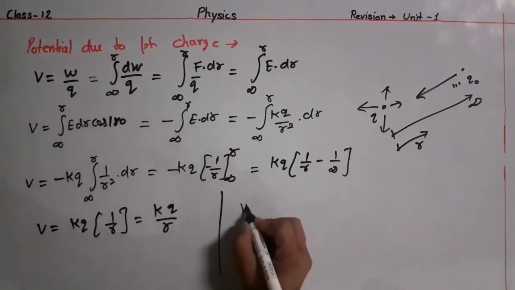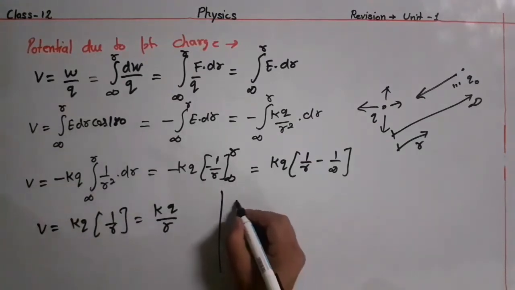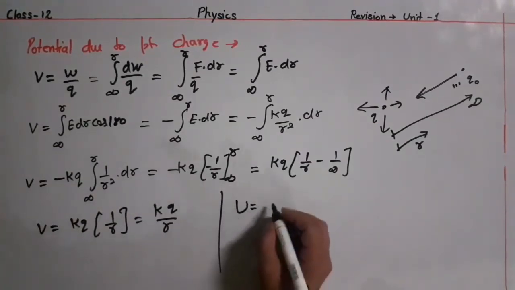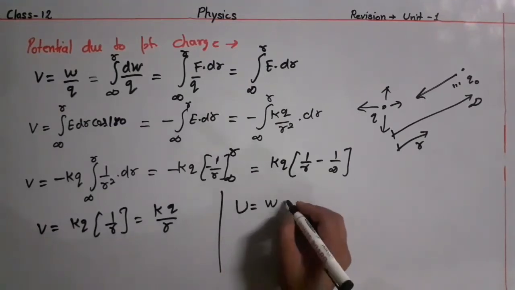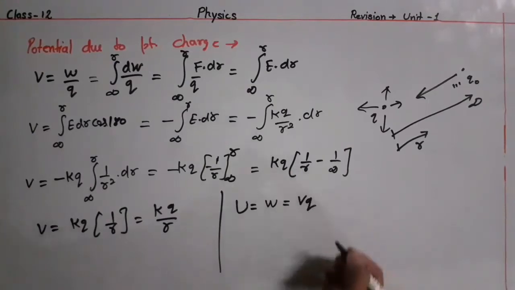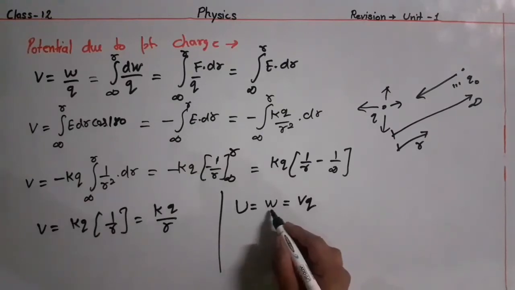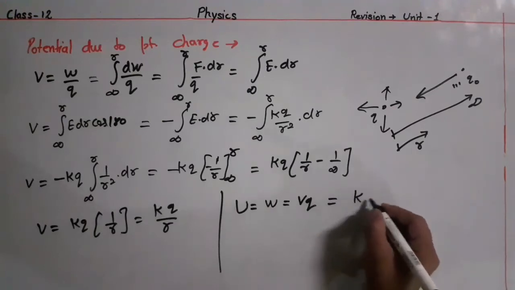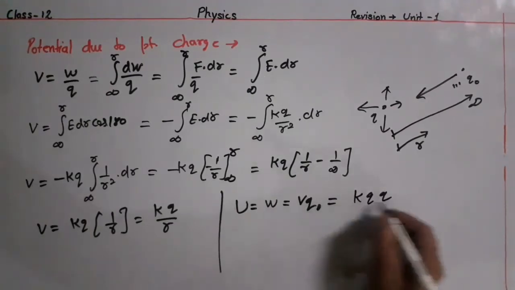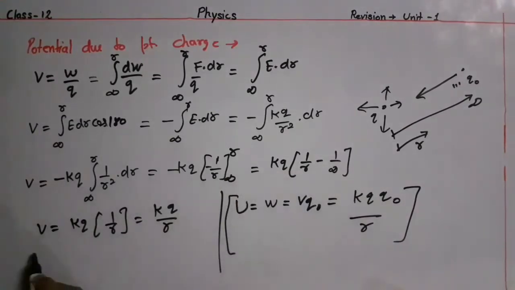Next, we can easily calculate the potential energy for a point charge, which gives us U is equal to W, which is equal to V into Q. I simply rearrange this formula: V is equal to W upon Q, and I have to find W. So W is equal to V into Q. By putting the value of V, we will get K Q1 Q naught divided by R. So this is our potential energy for a point charge, and this is our potential for a point charge.